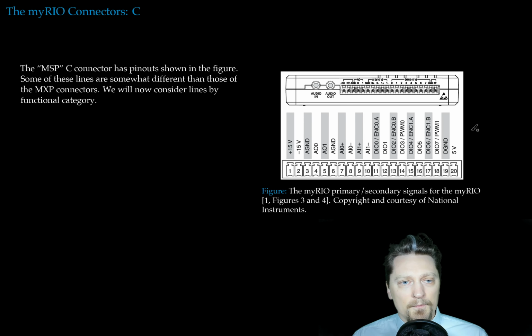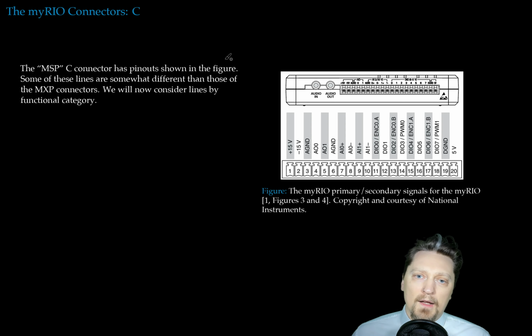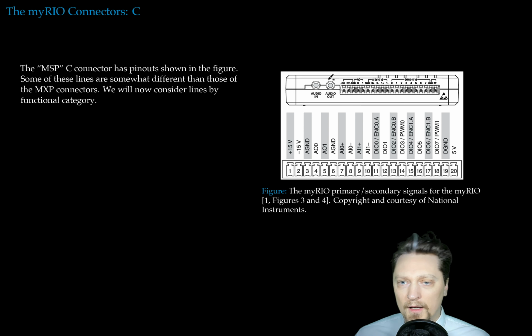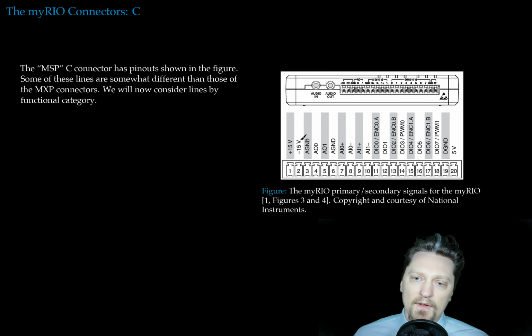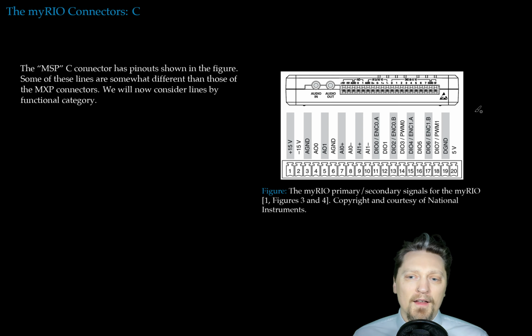And the C connector, the MSP connector, as National Instruments calls it, has pinout shown in the figure. Some of these lines are somewhat different than those of the MXP connectors, so A and B are identical, but C is a little different. We will now consider lines by functional category in just a moment. You see the audio in and out. You see that we also have a plus 15 volts and a minus 15 volts on the C connector. We also have some more encoder pins and some more analog inputs and outputs.